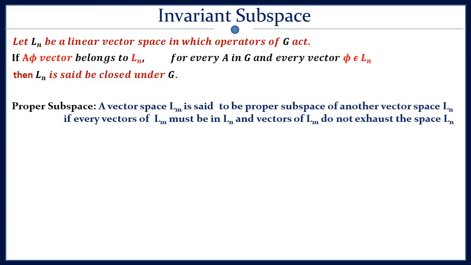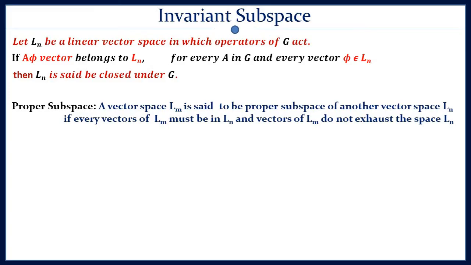How can we understand it? Just come to the real space, 3D and 2D. So if Ln is 3D and Lm is 2D and we are doing some kind of operation on the xy plane, suppose you have a triangle on the xy plane and you give it a rotation about the z axis. In that case, all the vectors on the xy plane will be members of 3D space. That's true. And the vectors of this 2D space, that is the xy space, do not exhaust all the vectors belonging to 3D space. Therefore, here 2D is the proper subspace of 3D, right?